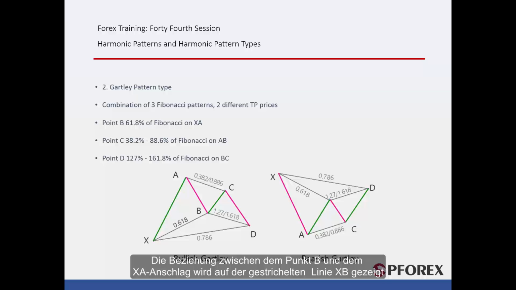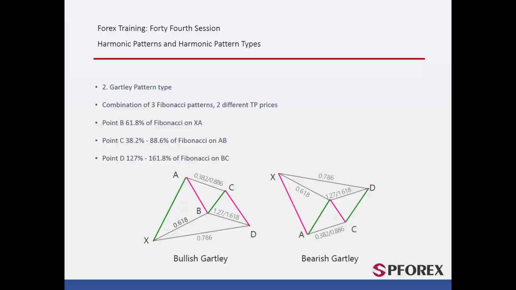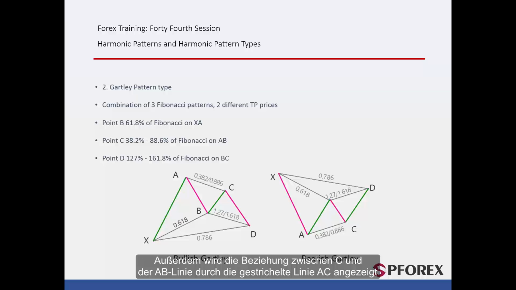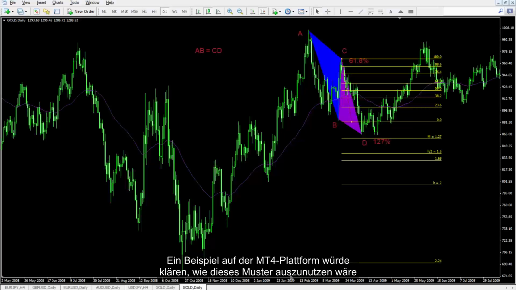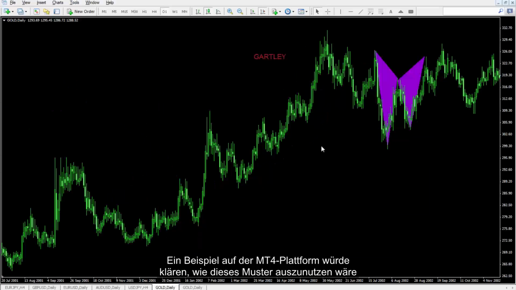The relation between point B and the XA swing is shown on the dashed line XB. Also, the relation between C and the AB line is indicated by the dashed line AC. Finally, the relations between D and BC and D and XA are specified by the dashed lines BD and XD respectively. An example on the MetaTrader 4 platform would clarify how to exploit this pattern.